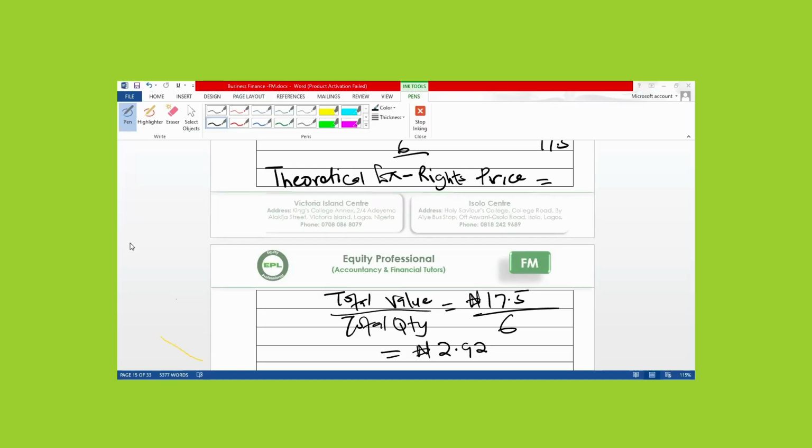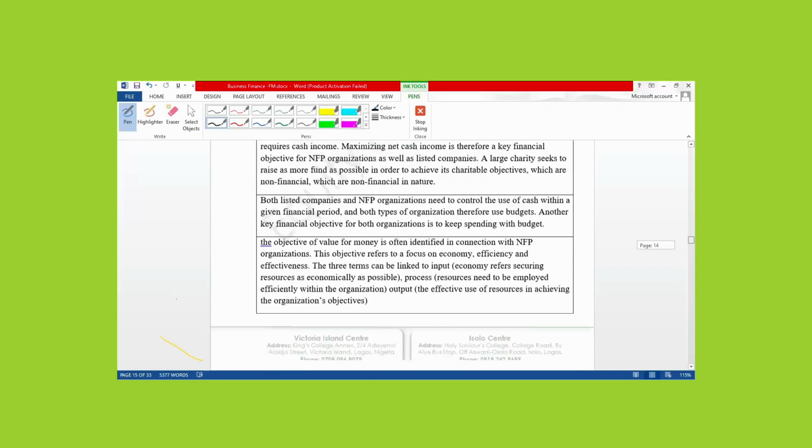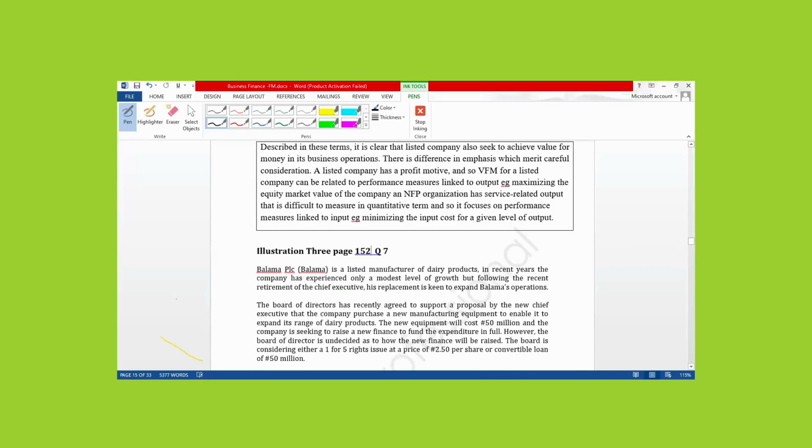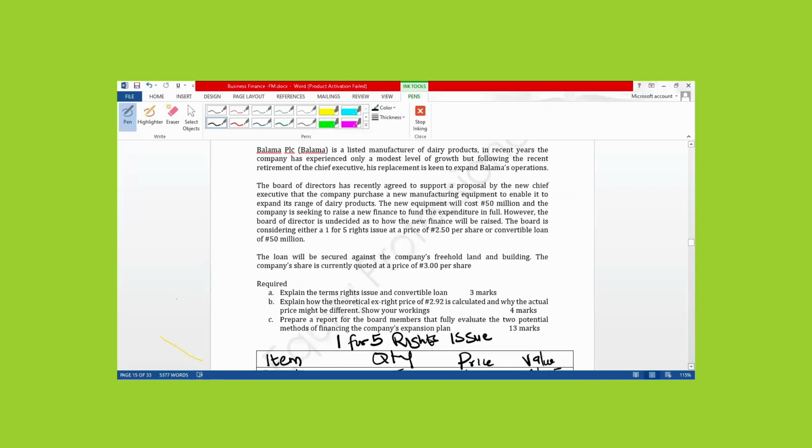So we have explained how the examiner got the theoretical strike price, 2.92. Still on requirement B, the examiner says we should explain also, and we should explain why the actual price might be different.